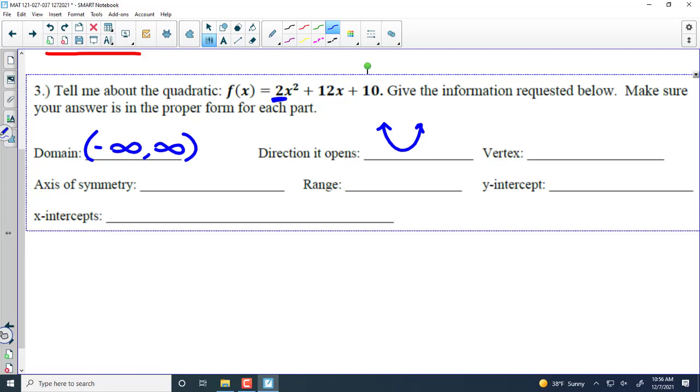The vertex takes a little bit more work on this one, because the vertex is not just thrown to you. You got to find the vertex. And what's the special formula we use to get started with the vertex? Negative b over 2a. Well done. So we do negative b over 2a, which means we do negative 12 over 2 times 2, and we get negative 3. Now, we all know that's not the vertex. That is the x value of the vertex. If you want the y value of the vertex, you got to plug that into the function and crunch out a number.